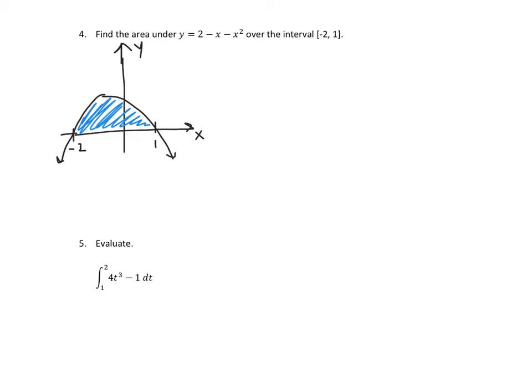Alright, so we're finding the definite integral from -2 to 1 of our function 2 minus x squared with respect to x. So we need to find the antiderivative of 2 minus x squared. So the antiderivative is going to be 2x minus x squared over 2. Remember, we add 1 to the exponent and then divide by that, minus x cubed over 3.